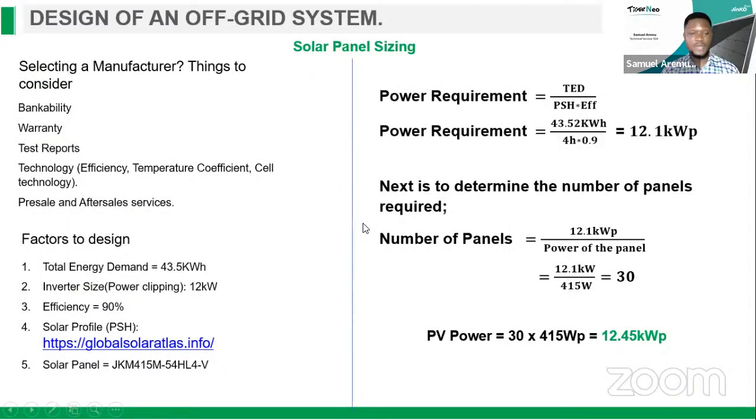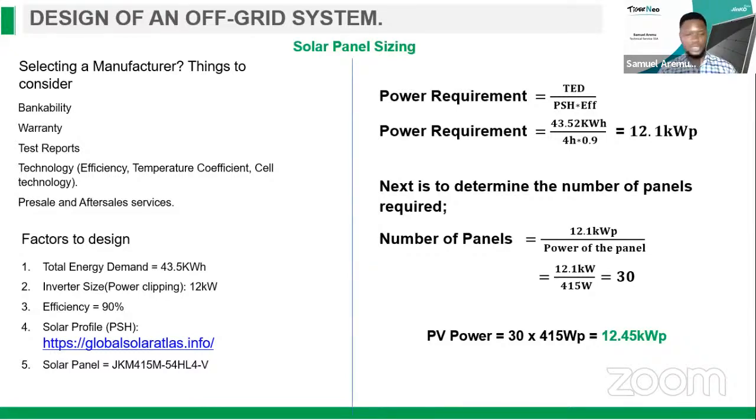So next, let's calculate how many solar panels we require. So what are the factors? First, select the PV module. What are the things you need to look out for? What is the warranty the manufacturer is offering you? 30 years, 25 years. What are the technologies? Half cell, bifacial modules, TOPCon cells, PERC, and the like. Also, what are the pre-sales and after-sales services of this solar PV manufacturer like?